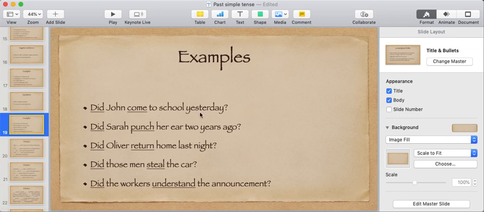Did John come to school yesterday? Did Sarah punch her ear 2 years ago? Did Oliver return home last night? Did those men steal the car? And did the workers understand the announcement? So you can see we add did. We include did here in the questions. And the same thing, the main verbs in the questions remain the base form. Okay? These are the rules in the past simple.